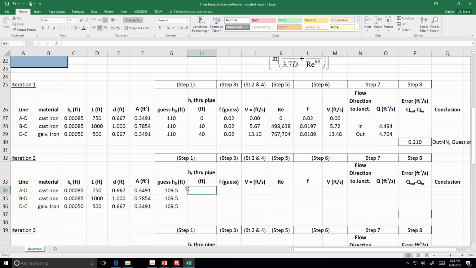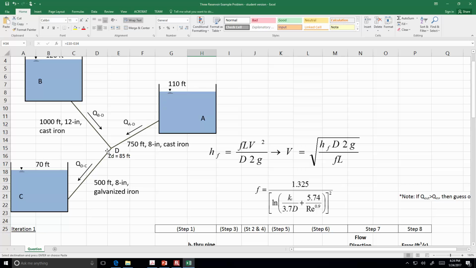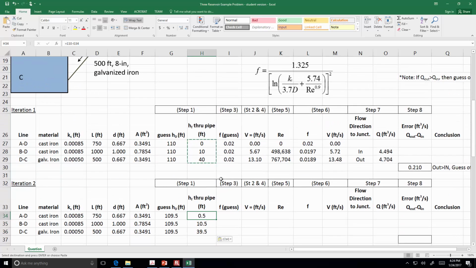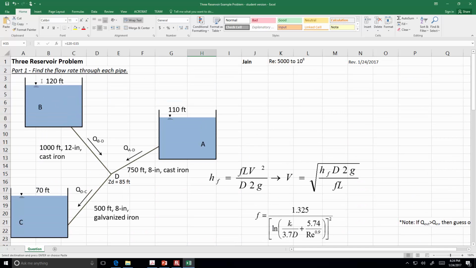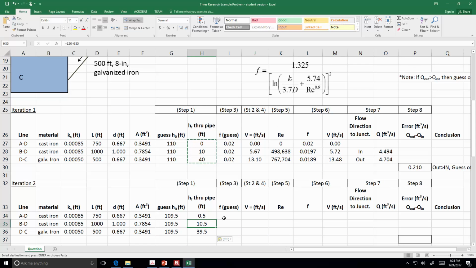All right, so the head loss through the pipe, I should be able to copy and paste, and we'll just make sure that it makes sense. Okay, so what we're saying is there's half a meter of loss of head from A to D. So this was at 110, and if this is at 109.5, then yeah, there's going to be half a foot of loss. And then 10.5 feet of energy loss, because it was at 120, and we're saying the total energy at D is 109.5. So yeah, these H sub F values make sense.